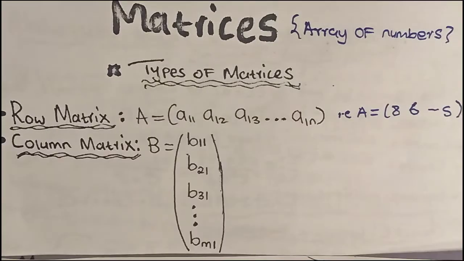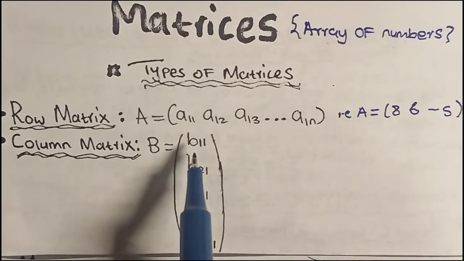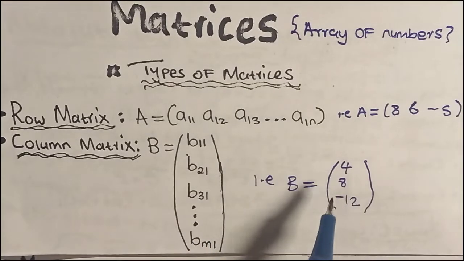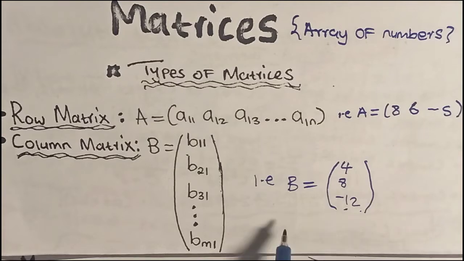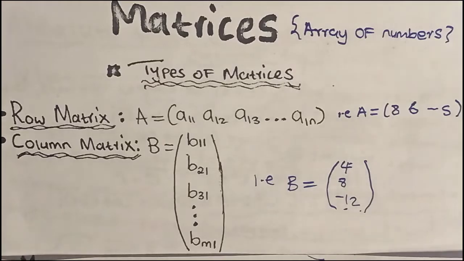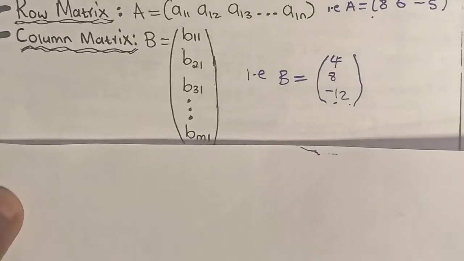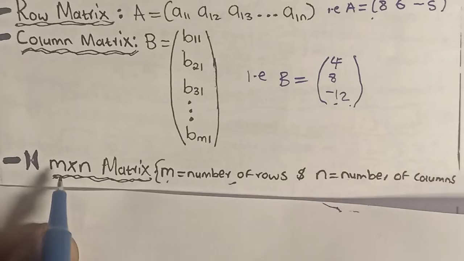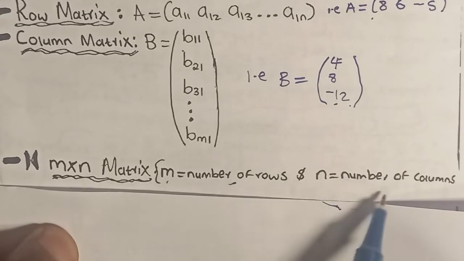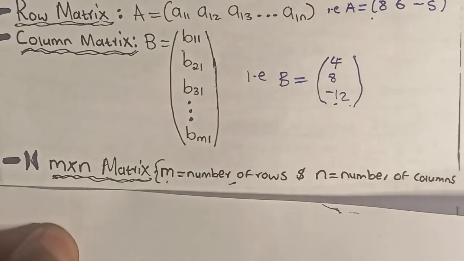We also have a column matrix. So in this array of numbers, numbers are represented in a column. We can have numbers like 4, 8, -12 in a column as an example of a column matrix B. So we define a matrix represented by both rows and columns as an M by N matrix, where M represents the number of rows and N represents the number of columns.